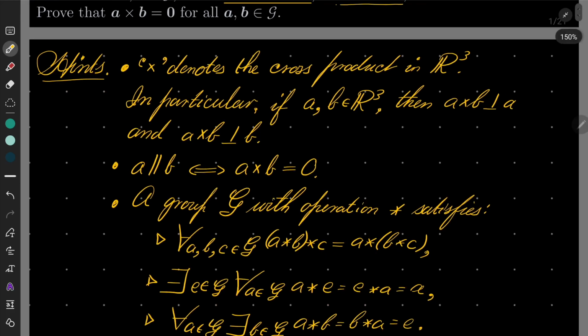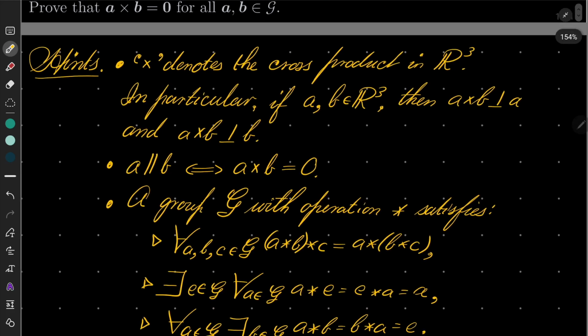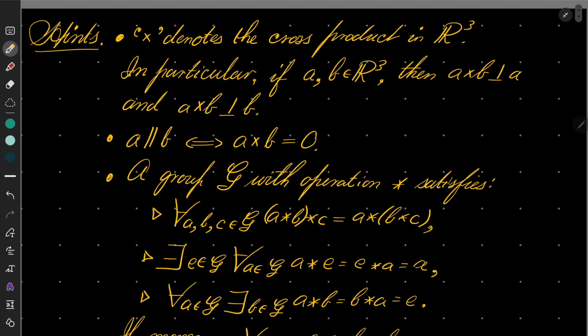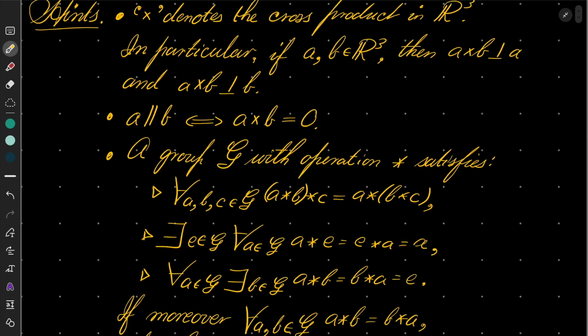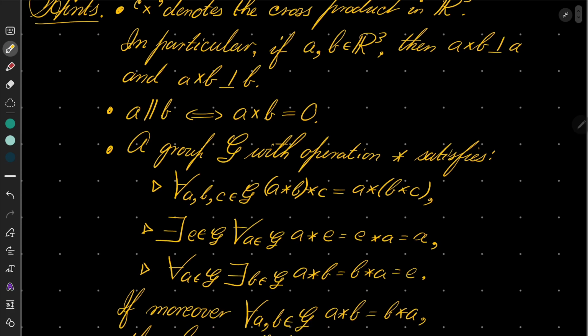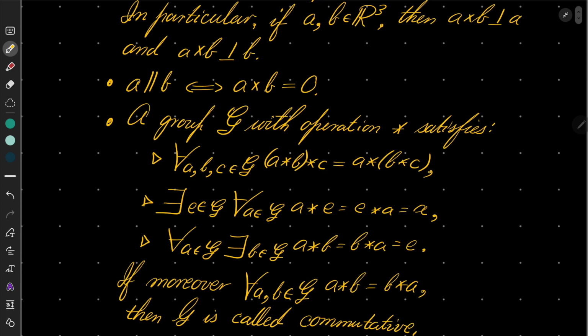And what is a group? Well, it's a notion from abstract algebra. A group G with operation star should satisfy the following three axioms. First of all, this operation should be associative, so (A star B) star C should be equal to A star (B star C). Moreover, in every group there should be a neutral element called E, such that A star E equals E star A equals just A for every A.